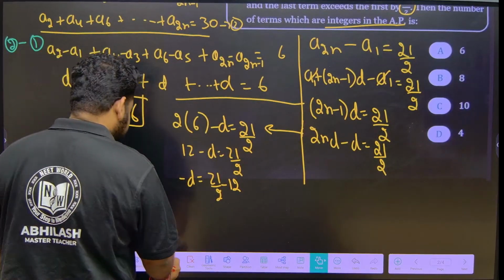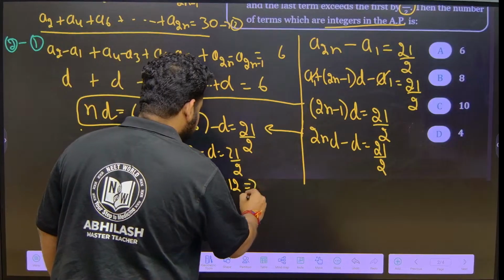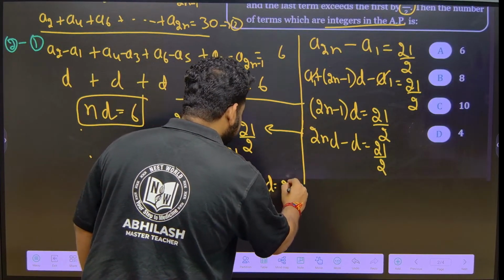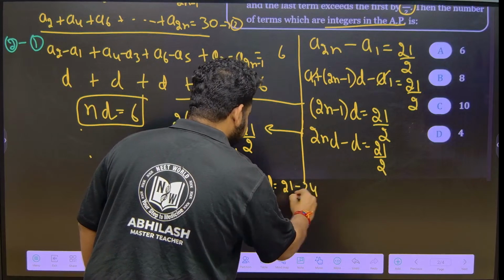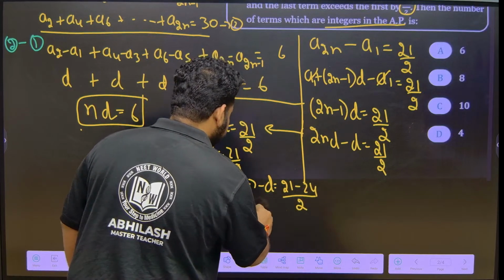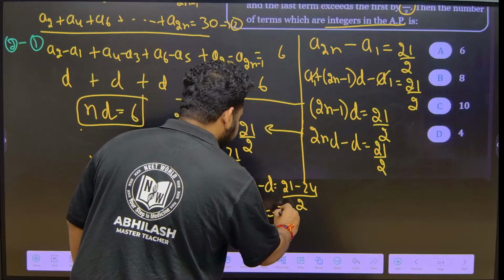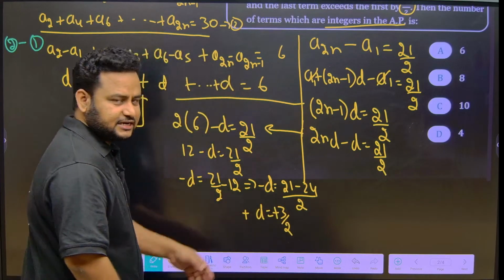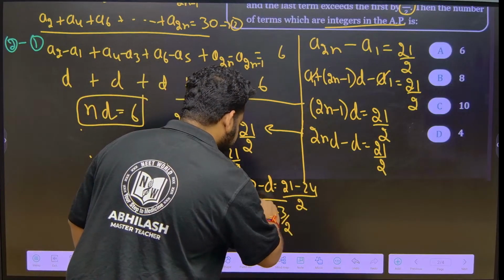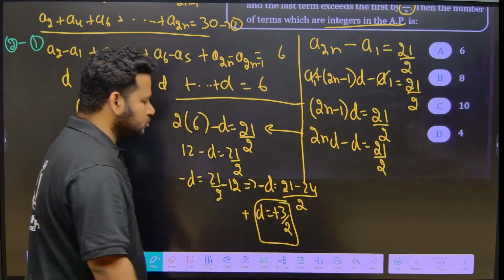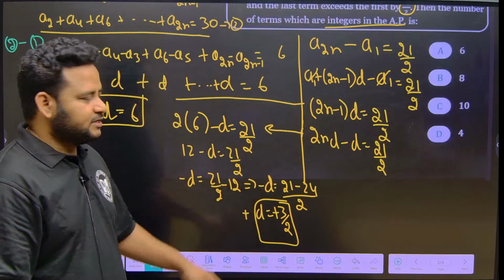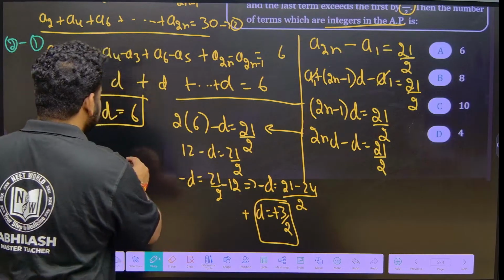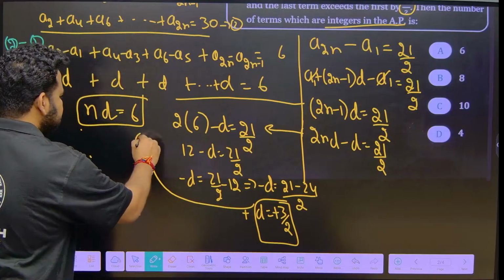So this implies minus D is equal to 21 minus 24 over 2, because I have taken the LCM, that is 2. Minus D is equal to minus 3 by 2. Minus minus I can cancel. This implies D is equal to 3 by 2. I got the value of D as 3 by 2. Now I will put the value of D here. If I put D is equal to 3 by 2, what will I get, friends?